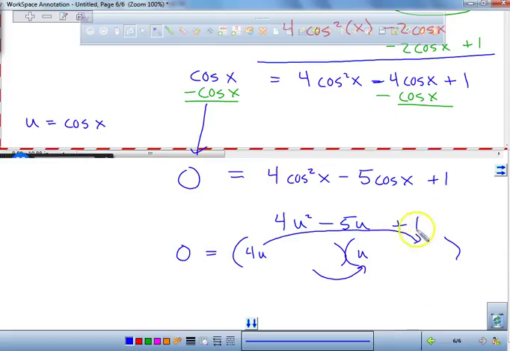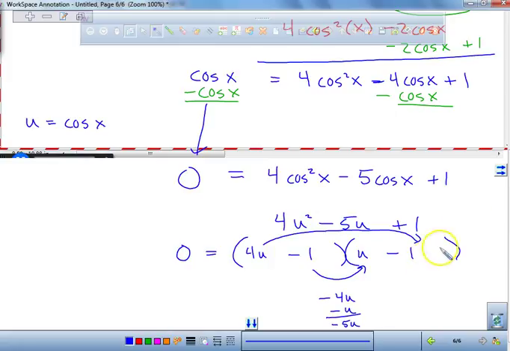What are the only two numbers that can multiply together to equal a 1? 1 and 1, or what's another way you can multiply two numbers together to equal a positive 1? Negative 1 and negative 1. So look what happens when I put a minus 1 here and a minus 1 here. What's the product of 4u times a negative 1? Negative 4u. What's the product of negative 1 times u? A negative u. What do those add up together to equal? A negative 5u. So these are the correct factors.